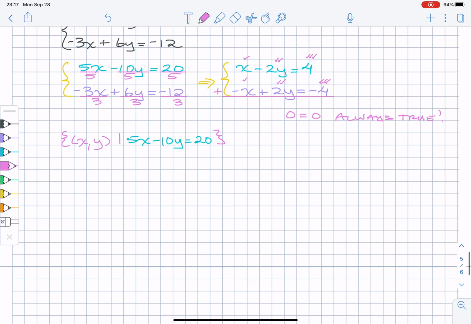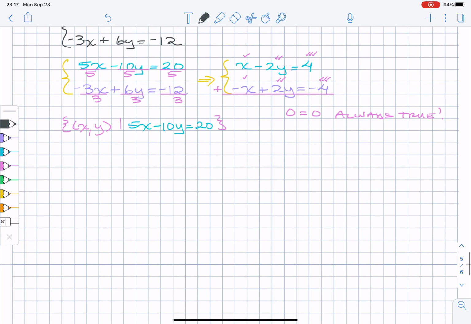Let's try another one. Let me move this up a bit, see if I can. Number 4. Do I have enough room? I don't know. So let's say we had the system 2x minus 3y equals 7, and negative 4x plus 6y is equal to 7, something like this.